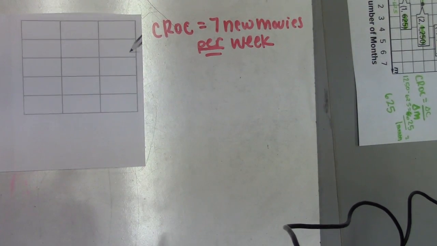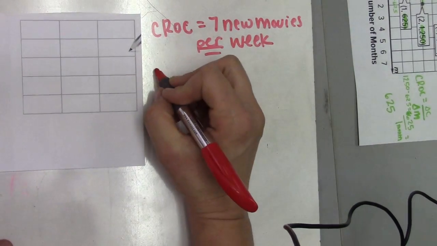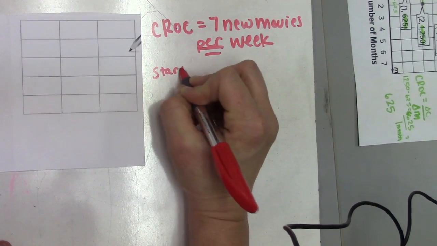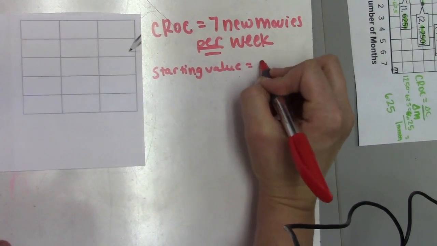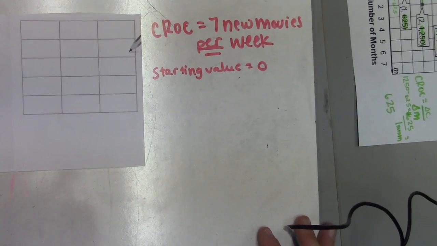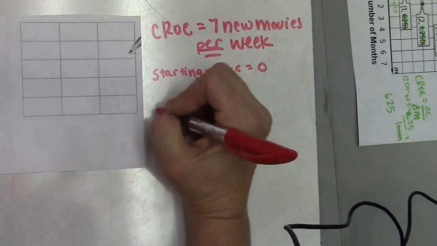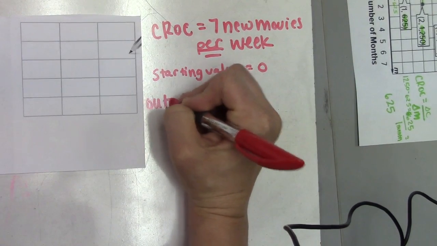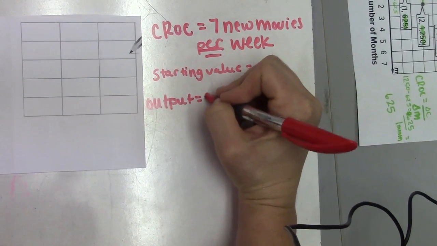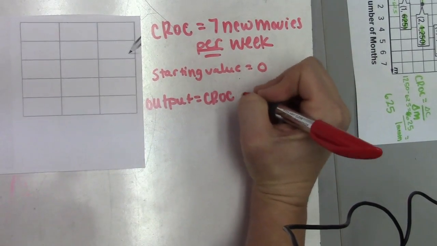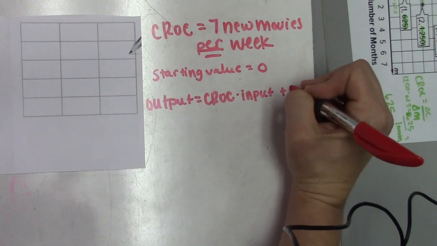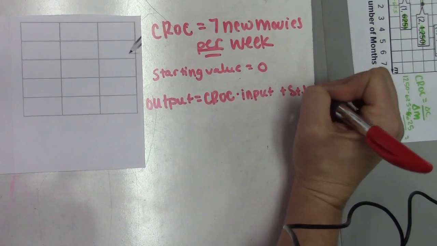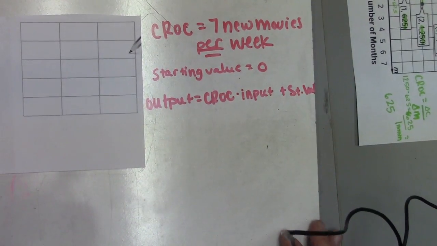So it also says that I don't have any movies starting out. So I'm going to assume that my starting value is 0 movies. Now I can write my equation. I know that my output is equal to my constant rate of change times an input plus a starting value.